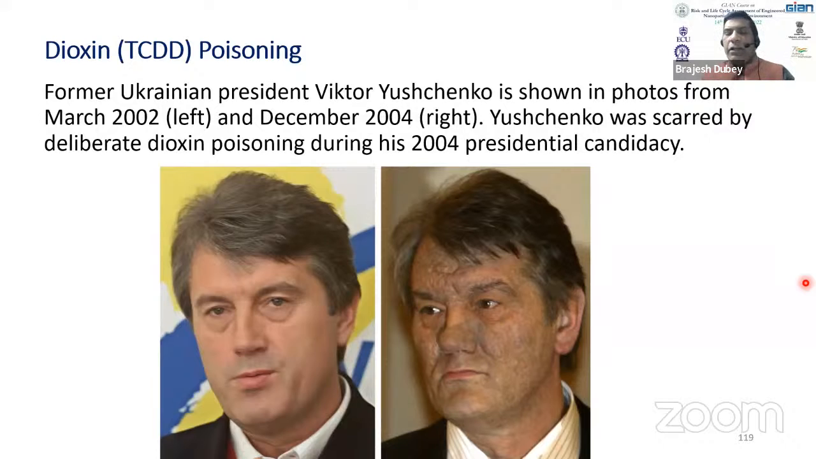In 20-21 months, that nice looking gentleman, with such a young face, got converted to this face because of dioxin poisoning. It is said that he was scarred by deliberate dioxin poisoning during his 2004 presidential candidacy, and it was essentially done by Russians. So Russian agents got into his own personal staff, and they started feeding him dioxins, and then the gentleman did not survive for long, and he could not serve as president either. Viktor Yushchenko was actually anti-Russia. The present president of Ukraine is also like that. So that's why you are seeing that problem coming up there.